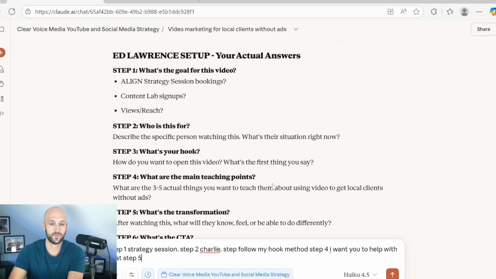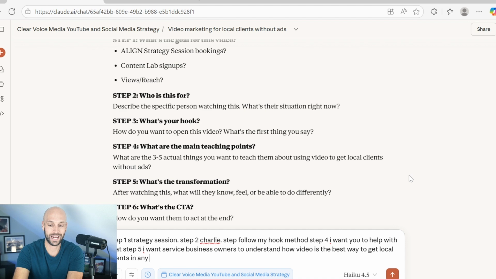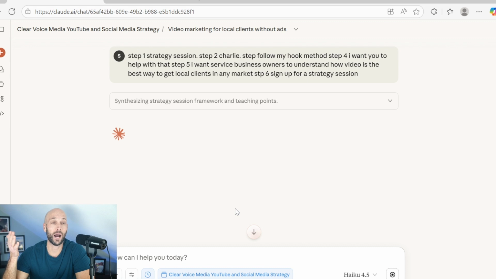Step 5, what's the transformation? So this is something that I can just think of off my head, right? It takes me time to figure out the 3 to 5 points, but step 5, what's the transformation? Simple. I want service business owners to understand how video is the best way to get local clients in any market. And look, I type and I do not care about punctuation.